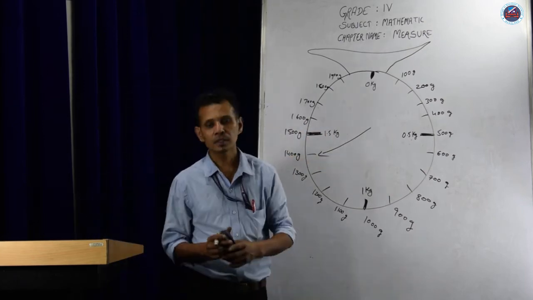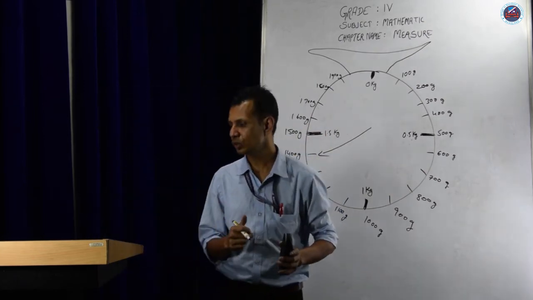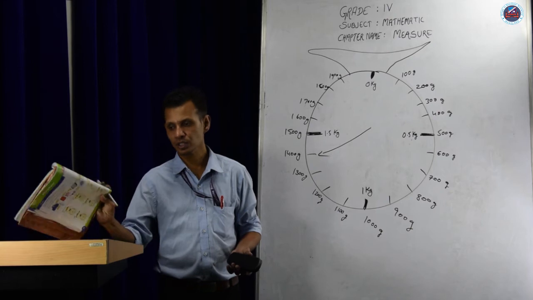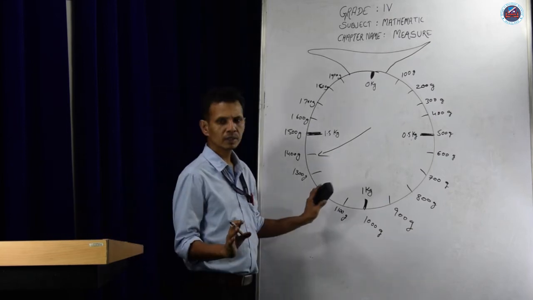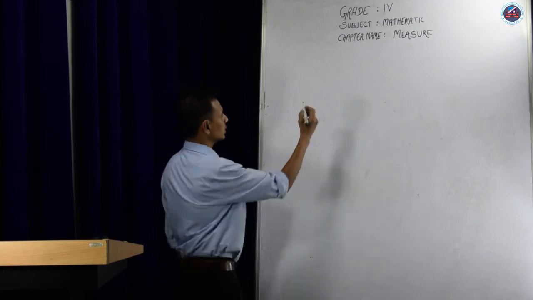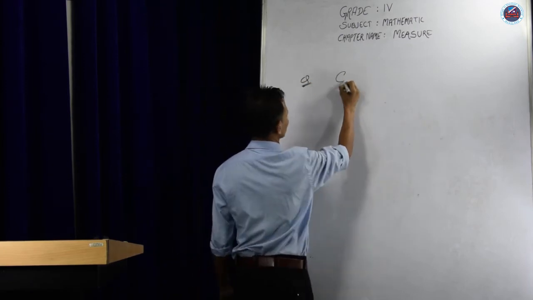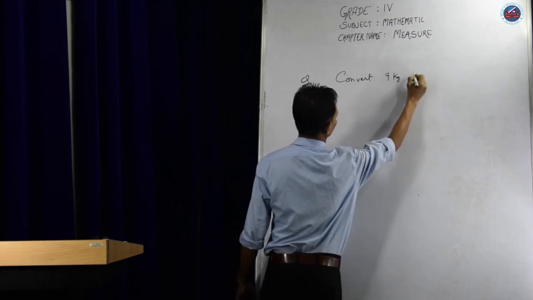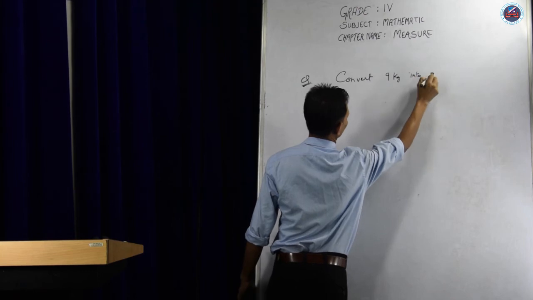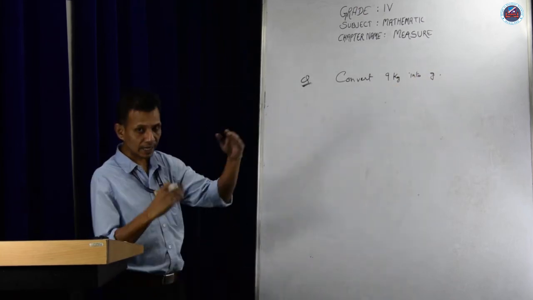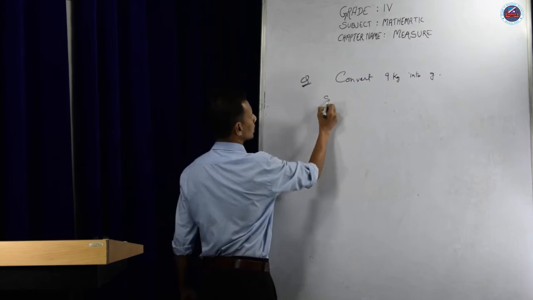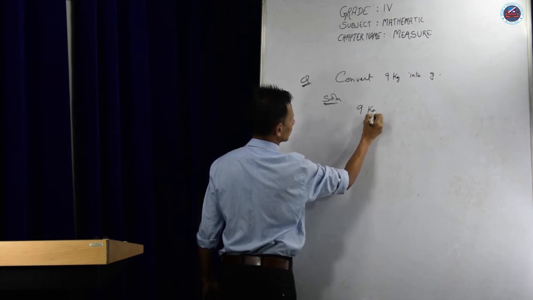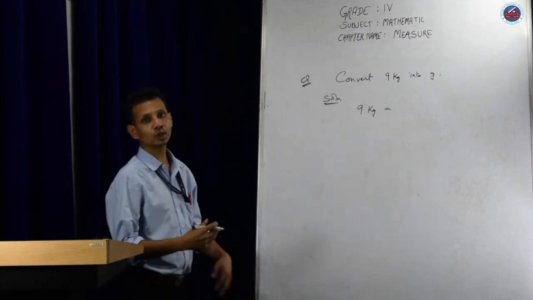Now you look in your textbook. I'm sure you will love to do it very easily. I want you to try question number one by yourself. Is that clear? It's very simple. I'll clear the doubts of this question. Convert 9 kg into gram. This is your question. Now you have to convert 9 kg into gram. So you do it in this way. Solution. 9 kg is going to be converted into gram.